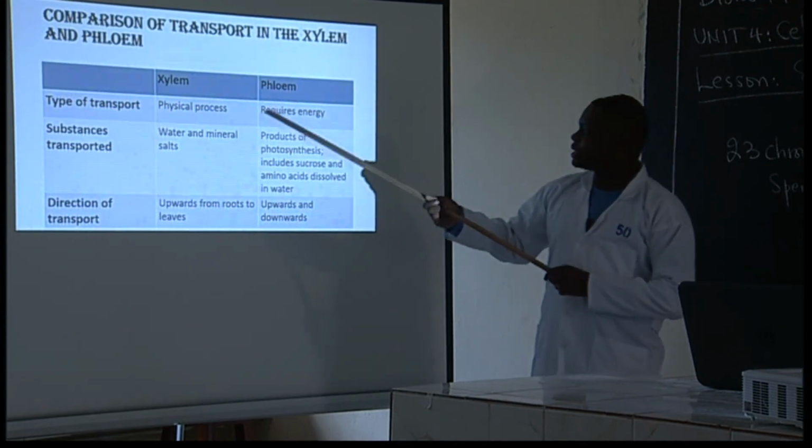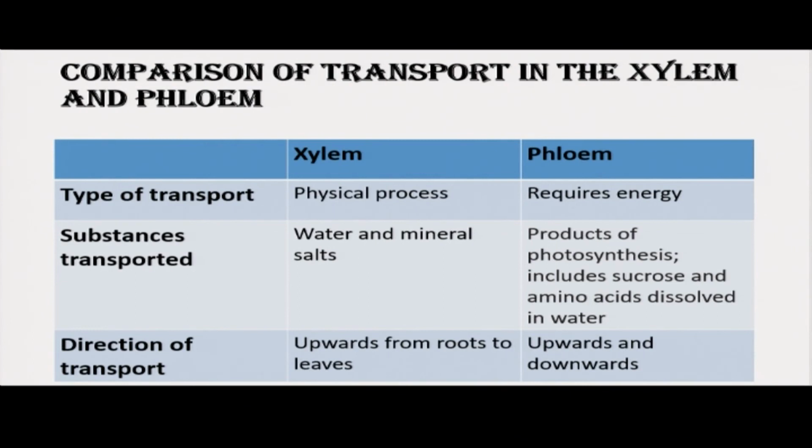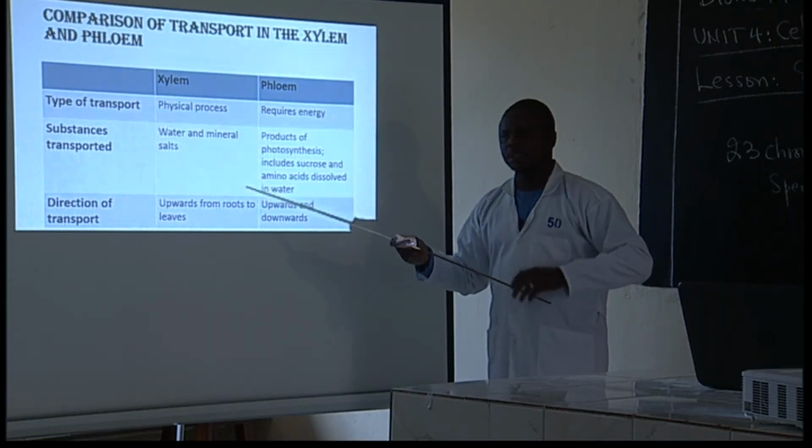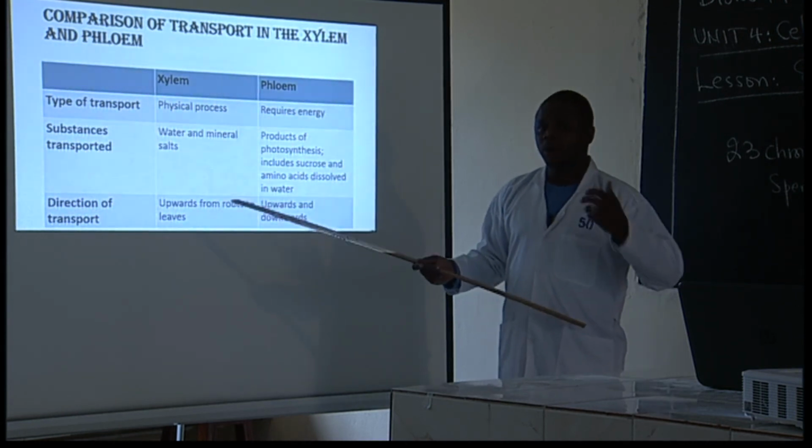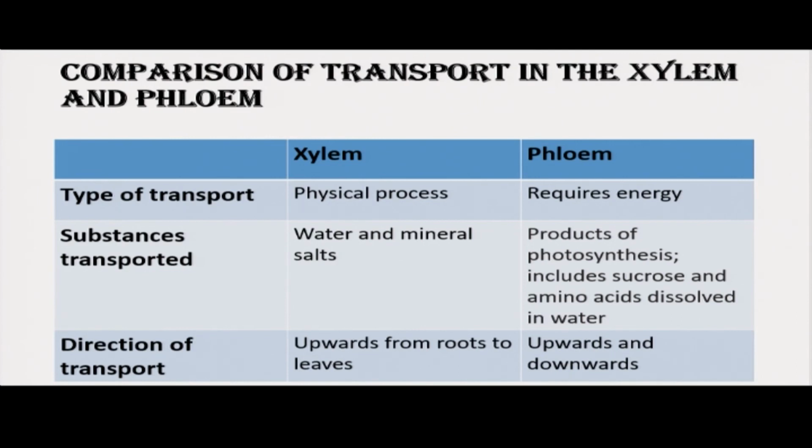This is the comparison between xylem and phloem vessels. The type of transport is a physical process in xylem because there is no need for energy, and then phloem vessels need energy. The substances transported in xylem, here we have water and mineral salts from roots to upper parts of the plant. Products of photosynthesis, like glucose and amino acids, are transported by phloem vessels, which are made up of phloem cells. The direction of transport in xylem vessels, it is one direction, from roots to upper parts of the plant. Then for phloem vessels, it is two-way, from leaves to other parts of the plant, or from the stem to other parts of the plant.